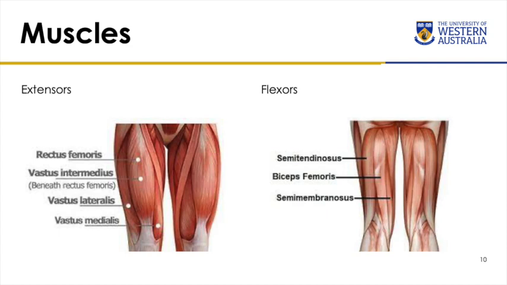Looking at the muscles of the knee now, the 2 main groups are the extensors and flexors. The extensor is the quadriceps, which is made up of these 4 muscles pictured. It then forms the quadriceps tendon, which inserts onto the patella. The flexors, also known as the hamstrings, are the 3 muscles pictured: semitendinosus, biceps femoris, and semimembranosus.